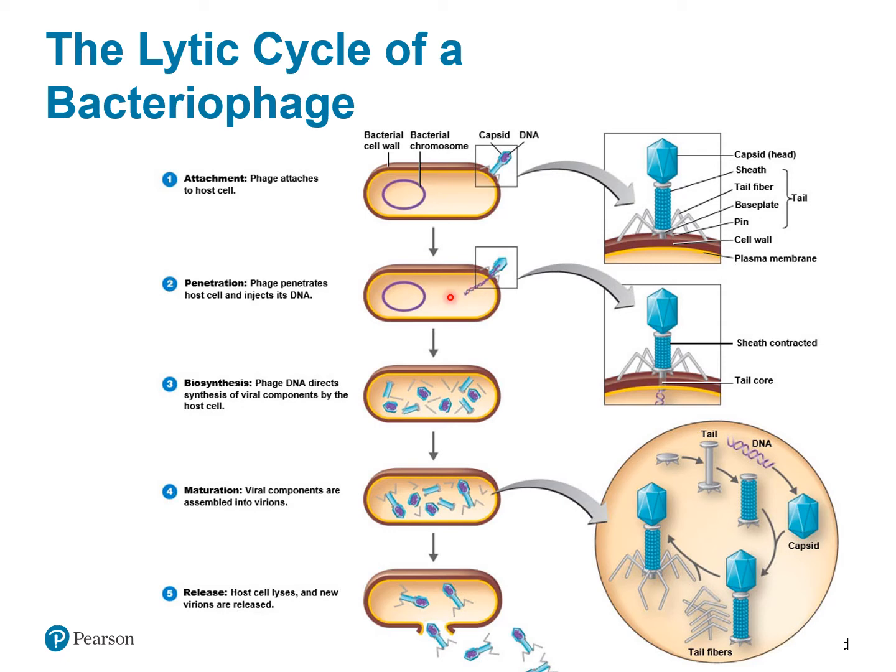Only the nucleic acid enters inside of the bacteria cell. So the capsid, the tail sheath, the tail fibers, all of these parts will remain outside the bacteria cell. They don't enter into the bacteria cell.